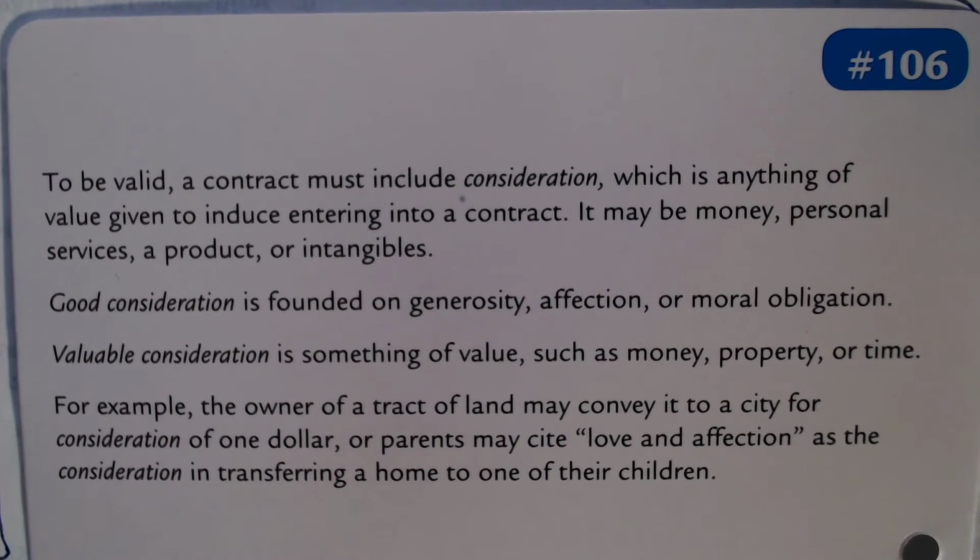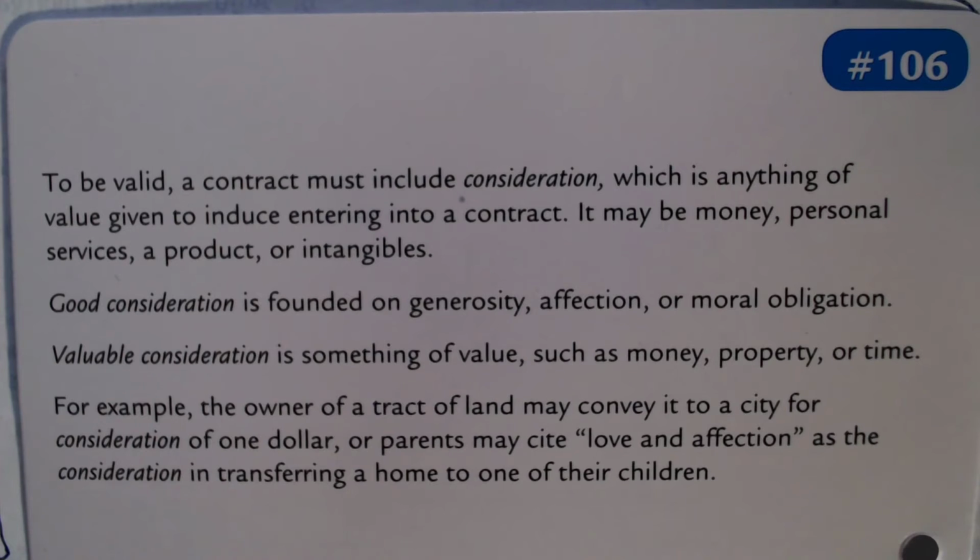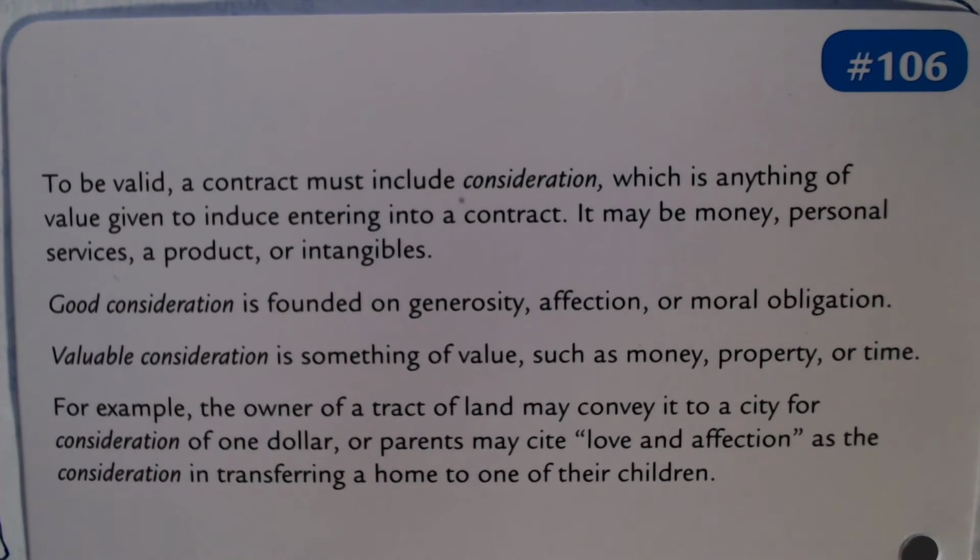To be valid, a contract must include consideration, which is anything of value given to induce entering into a contract. It may be money, personal services, a product, or intangibles. Good consideration is founded on generosity, affection, or moral obligation. Valuable consideration is something of value, such as money, property, or time.